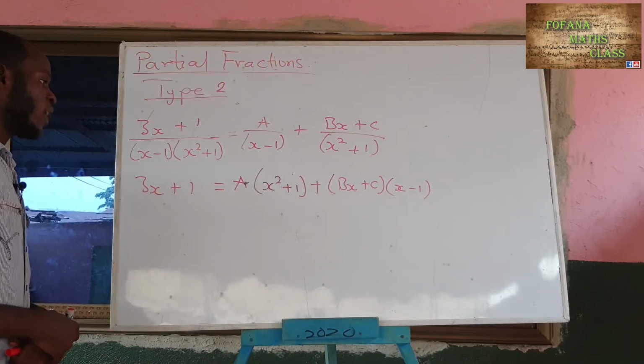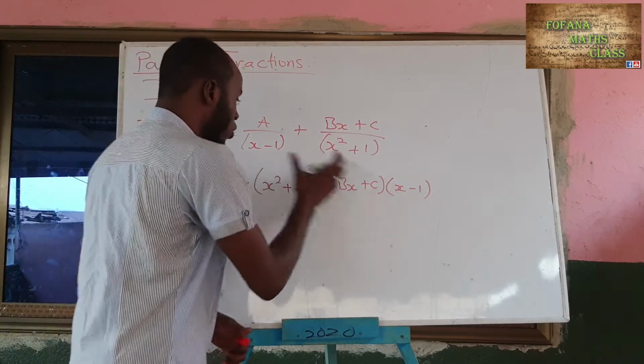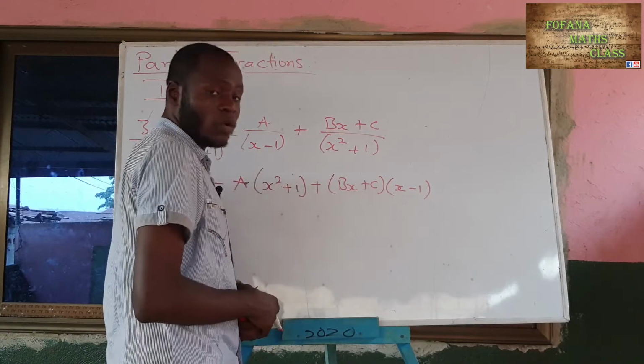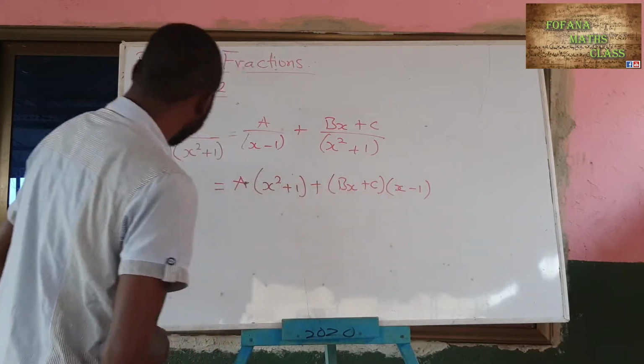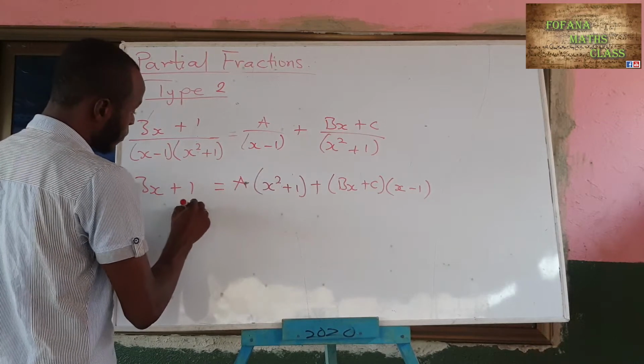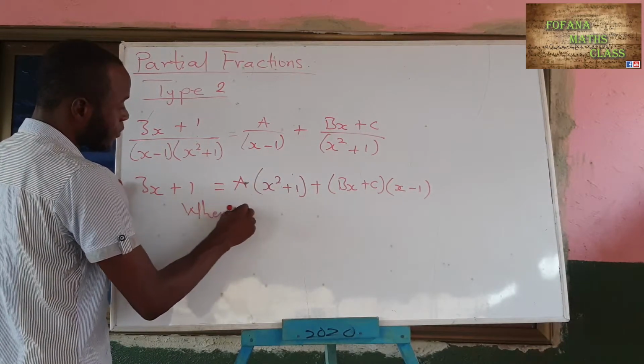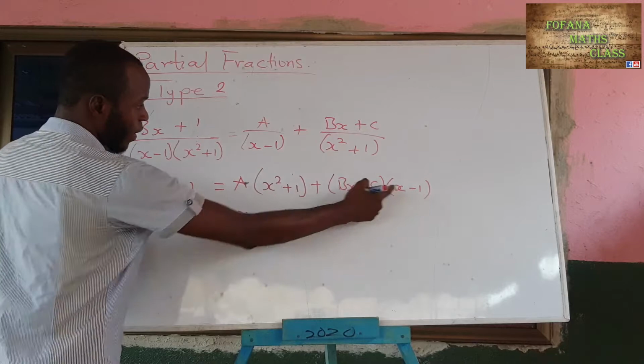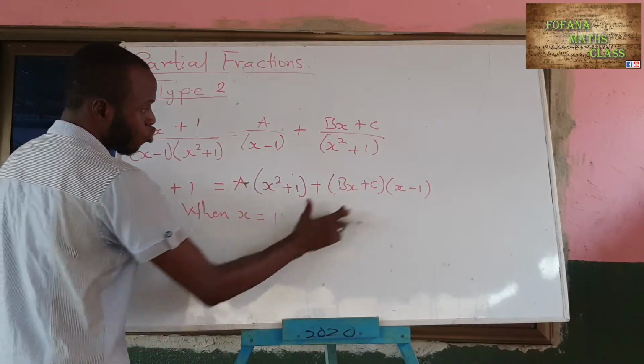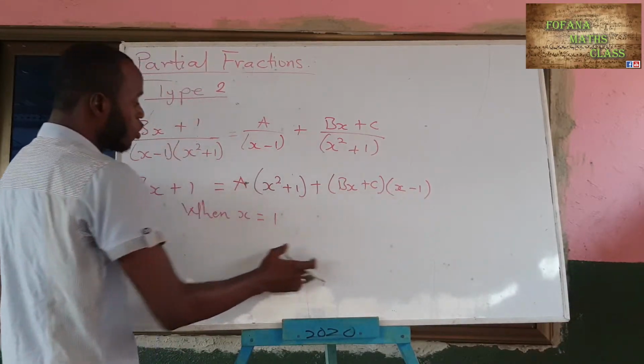From here we can set any of the variables to 0, then we solve for the other variable. So now when we set x to say 1, when we set x to 1, it will cause the whole of b and c to be what?